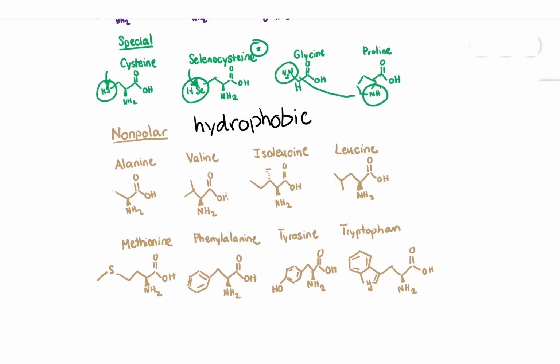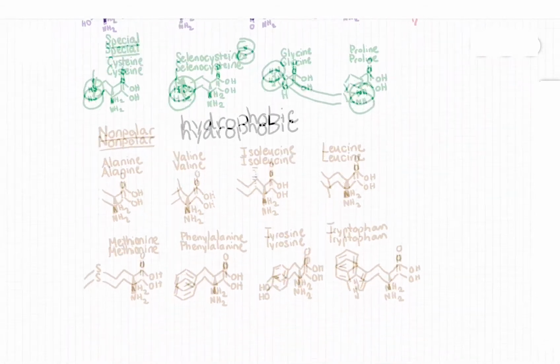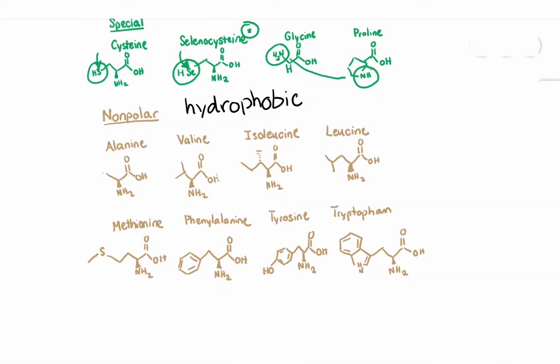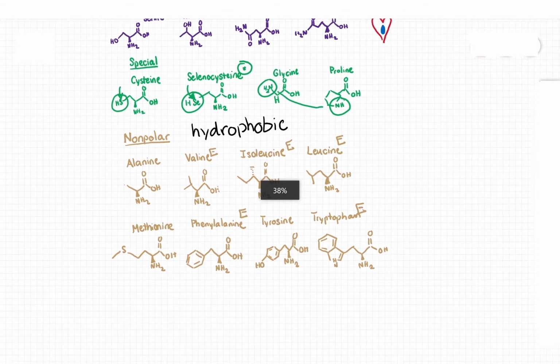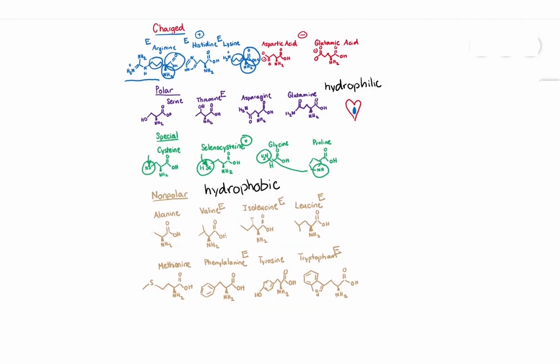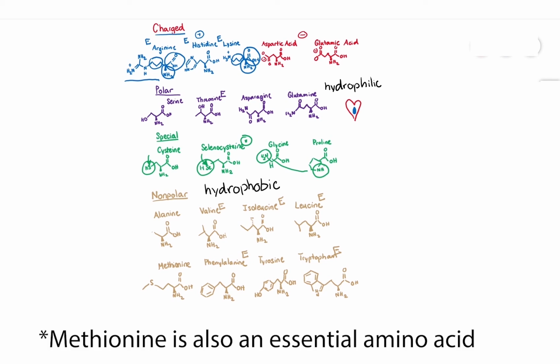Next, the nonpolar amino acids. Of these, the essential nonpolar amino acids are valine, isoleucine, leucine, phenylalanine, and tryptophan. And so here we have all of our 21 amino acids, and we have our 9 essential amino acids. So those are arginine, histidine, lysine, threonine, valine, isoleucine, leucine, phenylalanine, and tryptophan.